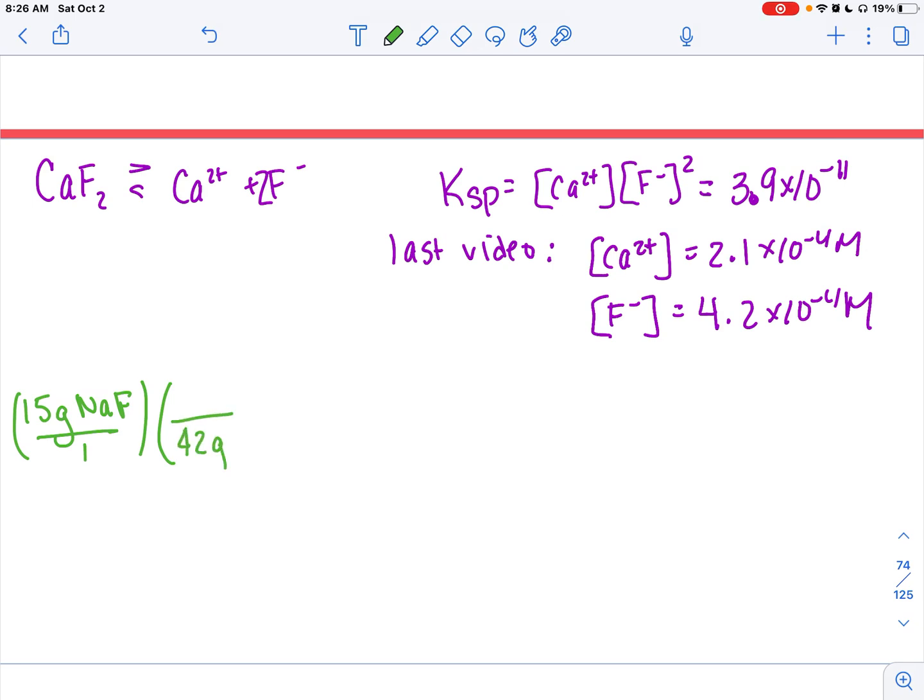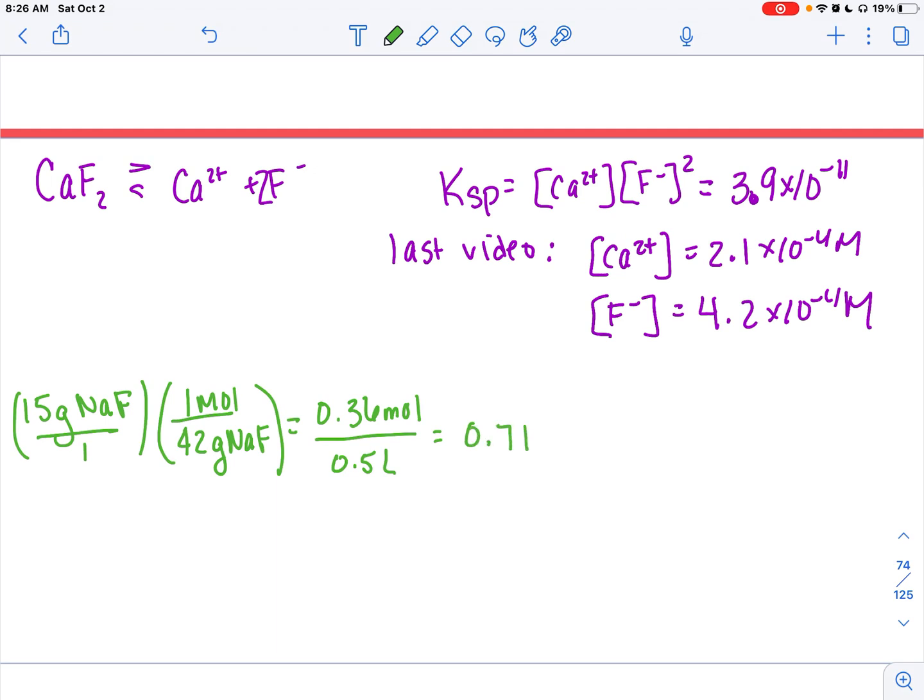So we know that for every 1 mole of NaF, we're going to get 1 mole of F minus. So we have here, we said we were going to do it out of 500 mils, so that's 0.5 liters. So our new concentration equals the F minus that we added.